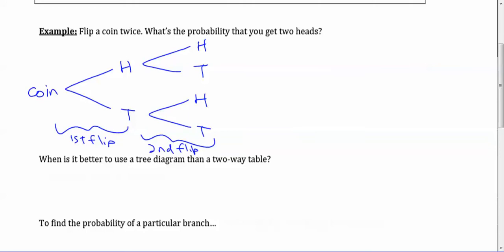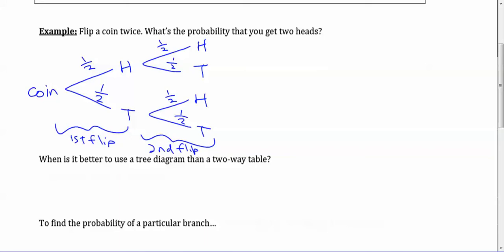Now, we're assuming that this is a fair coin, so we're going to assume that the probability of getting a heads or a tails is equally likely. So we're going to have probabilities of 1/2 for each of these branches here. Now, the question that was asked was, what's the probability that you get two heads? So the probability of getting two heads is represented by this top branch here.